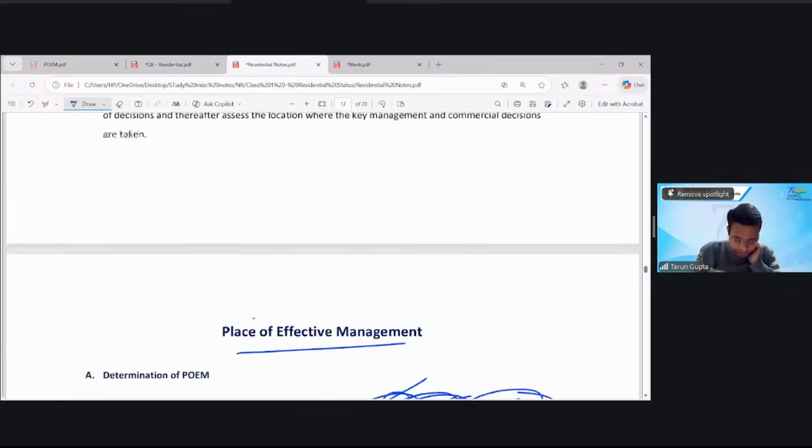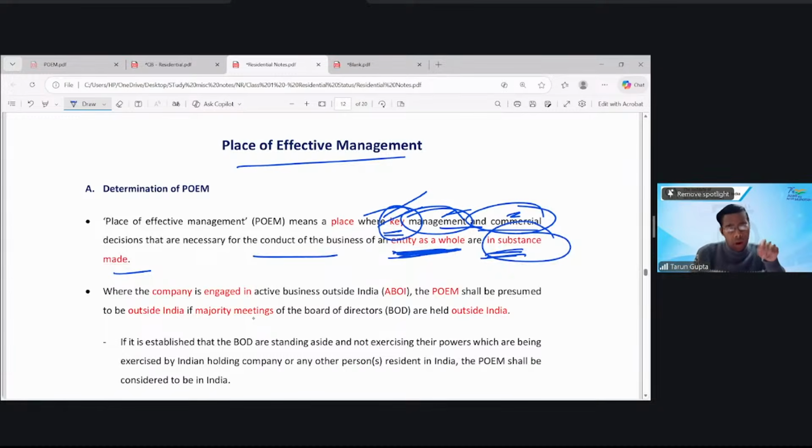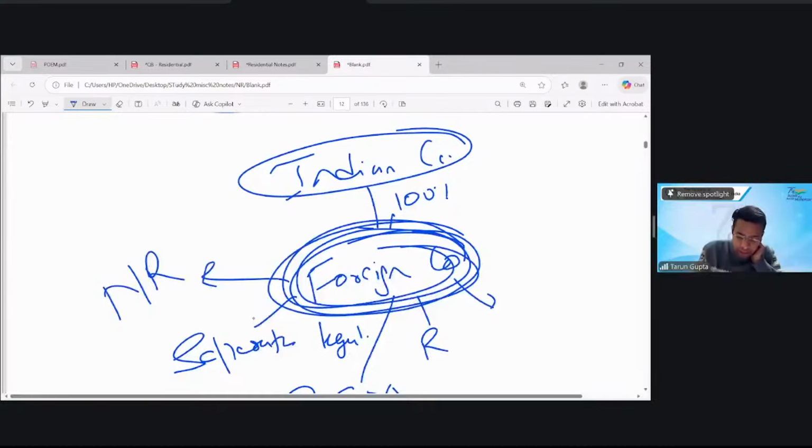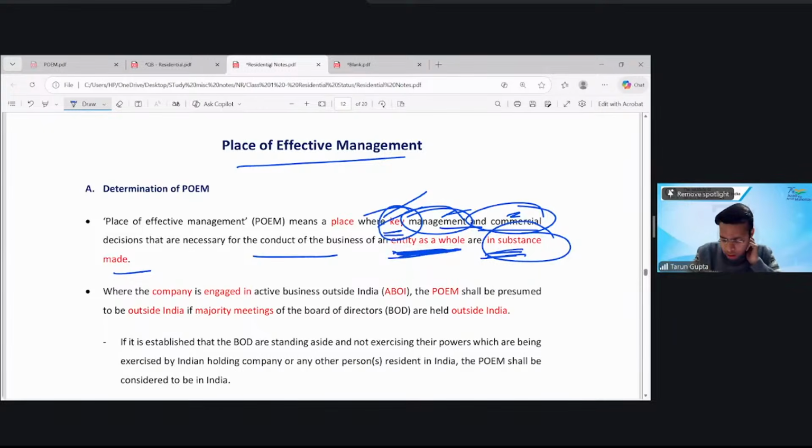See, what will happen here in case of the foreign company? In form, all the decisions would have been taken in Singapore itself. The meeting would have been held in Singapore itself, but all on paper. Actually, the decisions might have been taken by the Indian company while in India, because the Indian company maintains the control. So we have to see the substance, where the decisions are actually taken, not the form, where they are shown to be taken.